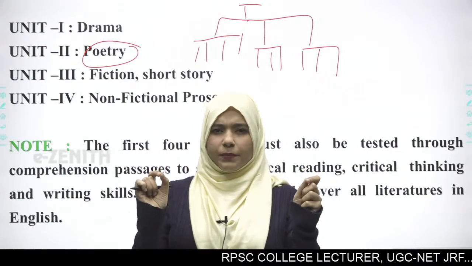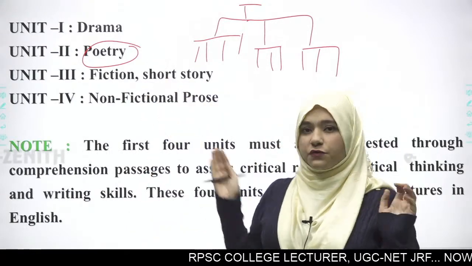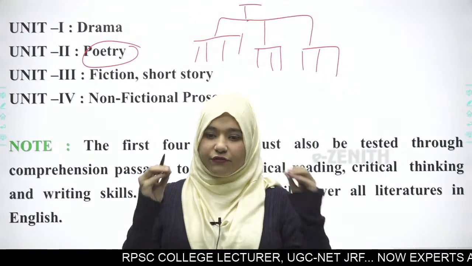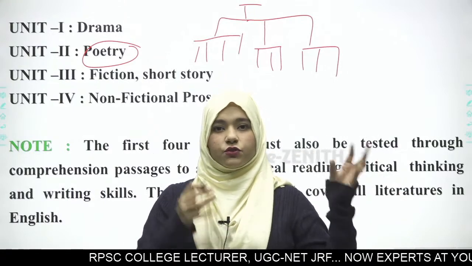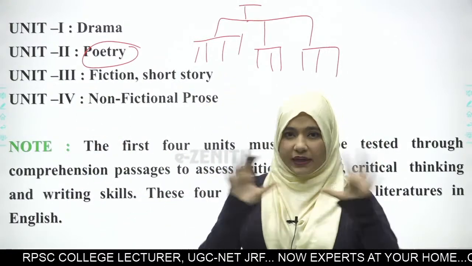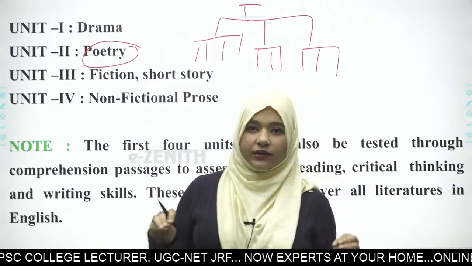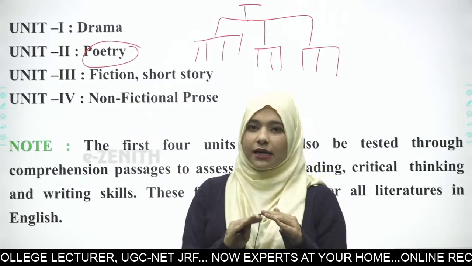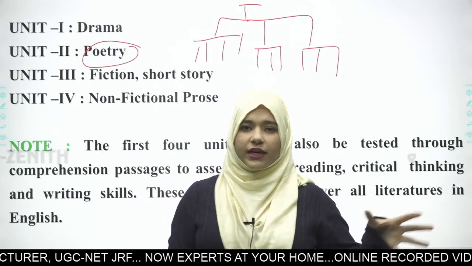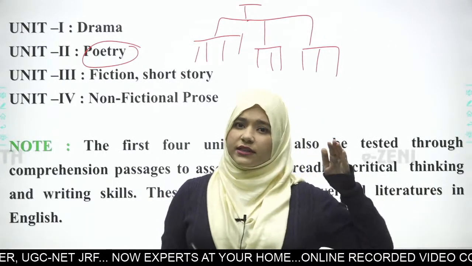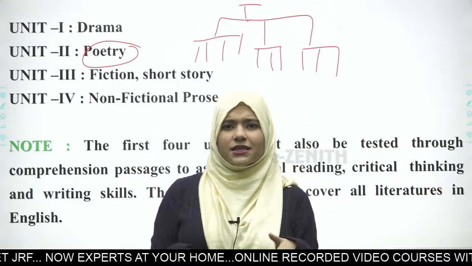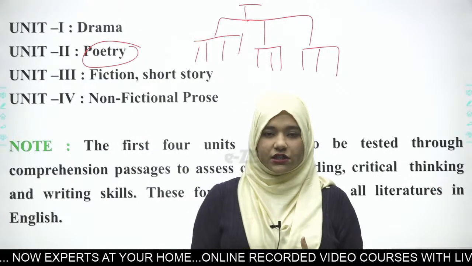So I'll just give you a brief intro: these first 4 units are foundation level units, which even graduate students or postgraduate students should be familiar with, completely acquainted with, because these are the foundational level. Even an undergrad student should be familiar with these 4 units, because these actually form the basis, or what we can say, the foundation of English literature.